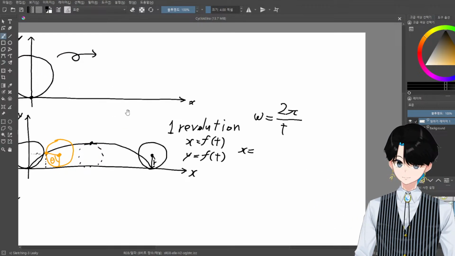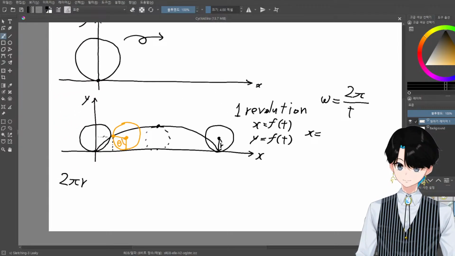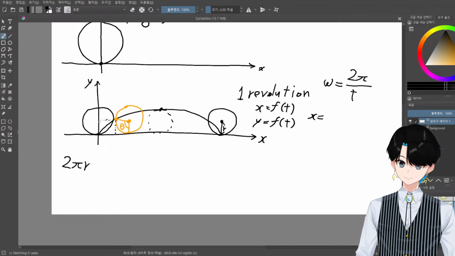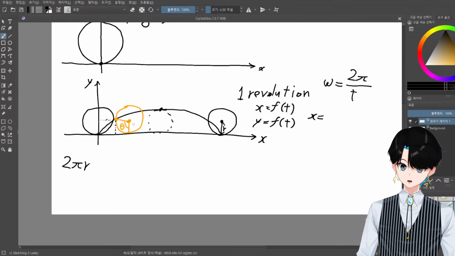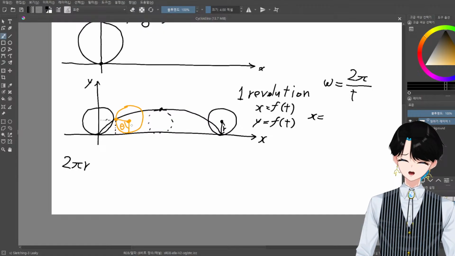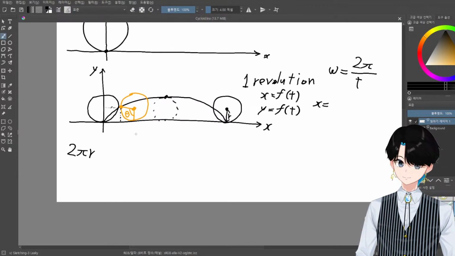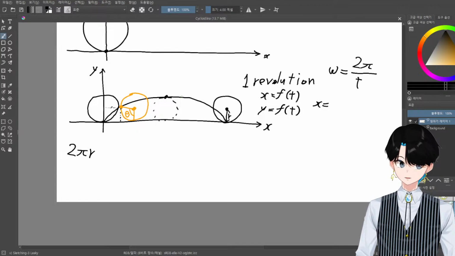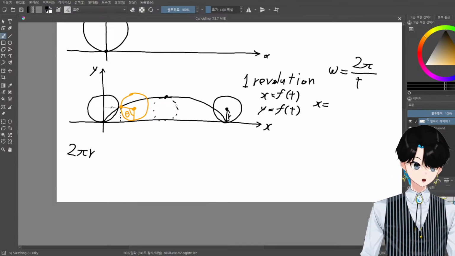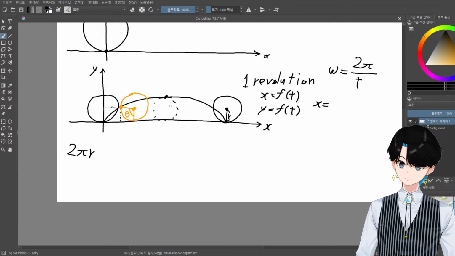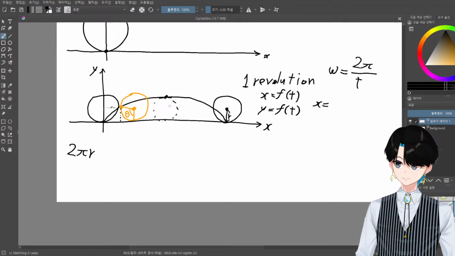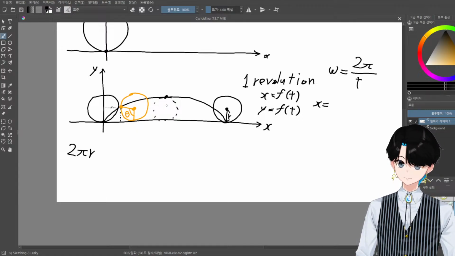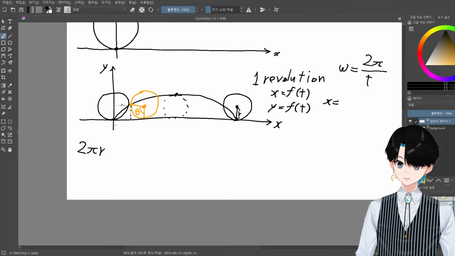V would be this circle going down through here. Circle, rotate, circle, rotate. Pi over t. This is 2 pi r.